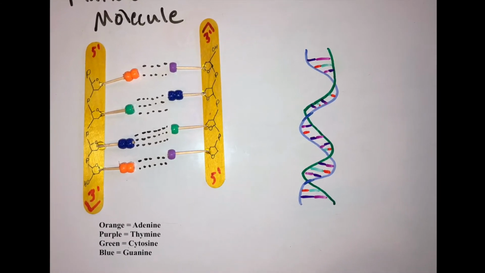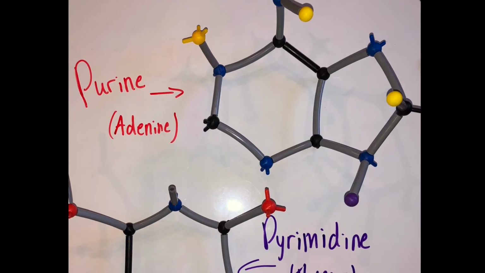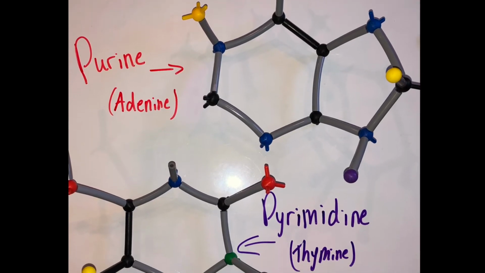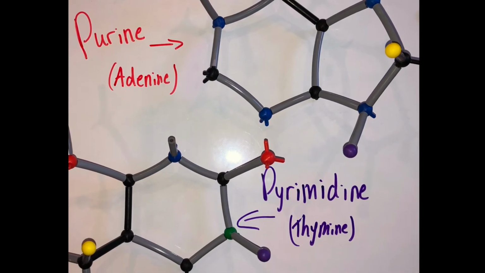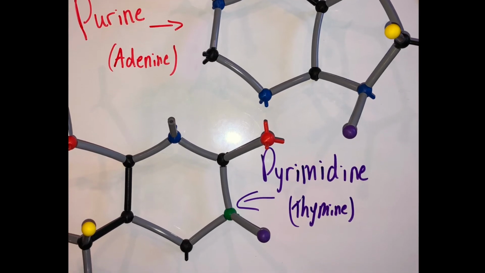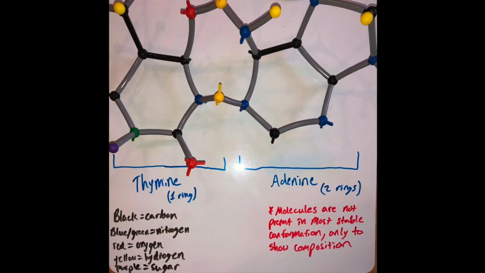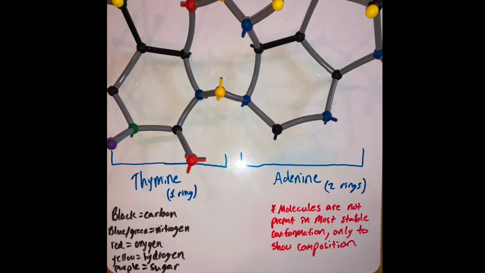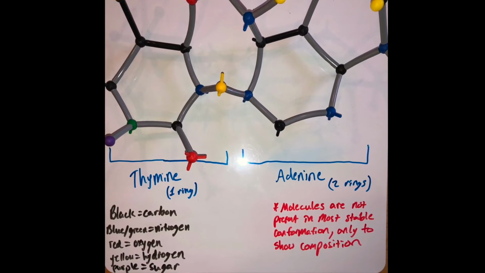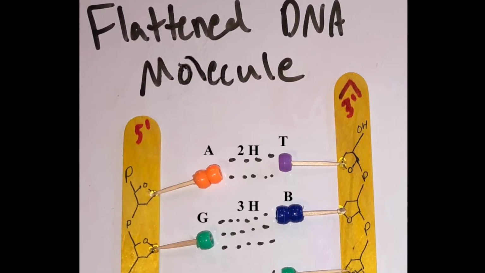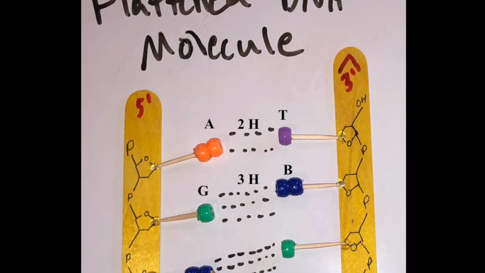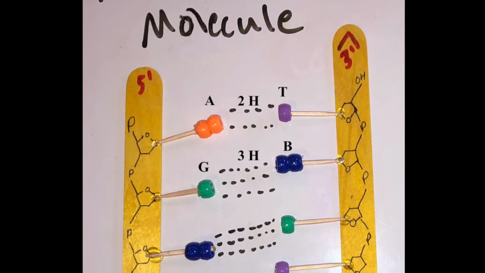The nitrogenous bases are grouped based on their structure, where purines, adenine and guanine, have two rings, while pyrimidines, thymine and cytosine, only have one. Bases pair specifically so that in normal conditions, T binds only with A and G only with C. When pairing, thymine and adenine have two hydrogen bonds and guanine and cytosine have three.